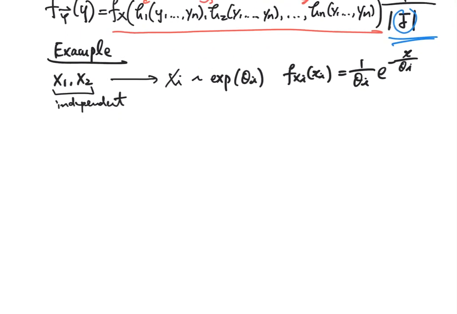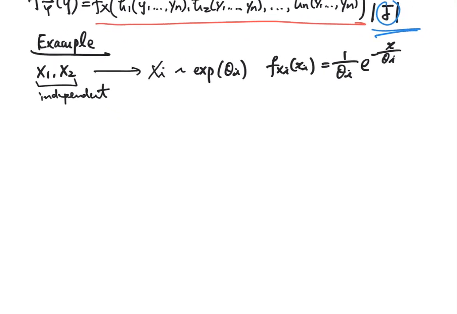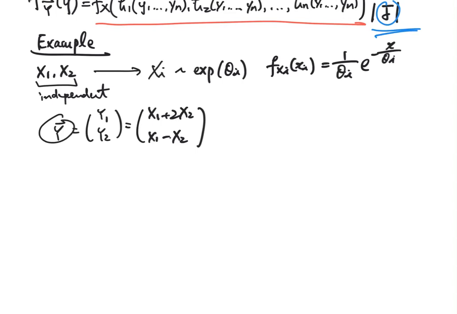Okay, and then here, I'm interested in looking at the random variables y1 and y2, which are given by y1 equal to s1 plus 2s2, and another one, y2 equal to s1 minus s2. Here what I want you to do is get the joint density function of y. In order to get this, we just use the change of variable formula as we showed above.